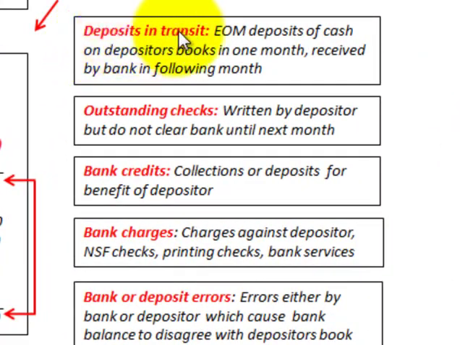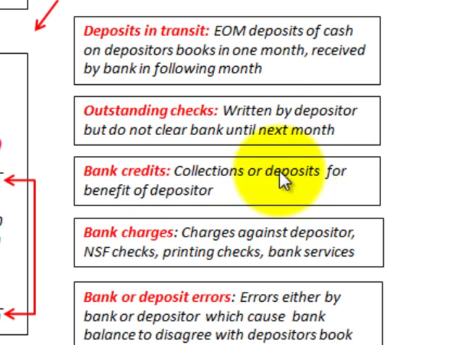So the deposits in transit, those are the end of the month deposits of cash on the depositor's books, the company's books, which are in one month, let's say the current month that we're looking at, but they're received by the bank in the following month. So they aren't included in the current month that we'd be reconciling, but they'd be coming in the following month to the bank. Now, outstanding checks. Those are written by the depositor, the company, but do not clear the bank until, again, the next month. So they aren't included on this current statement, but they're going to clear the bank in the next month.